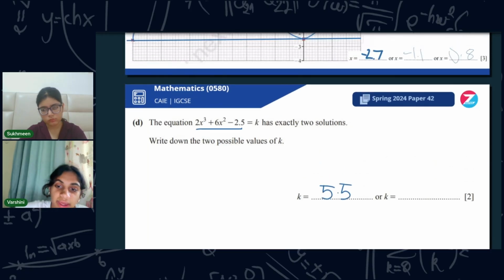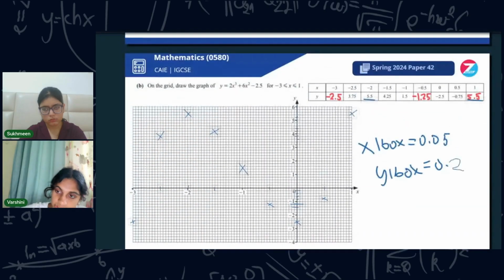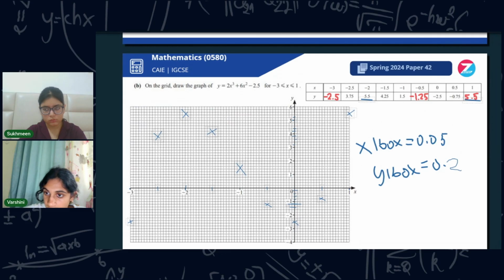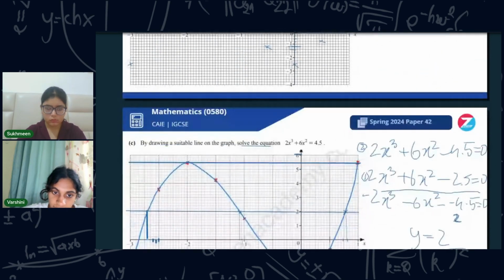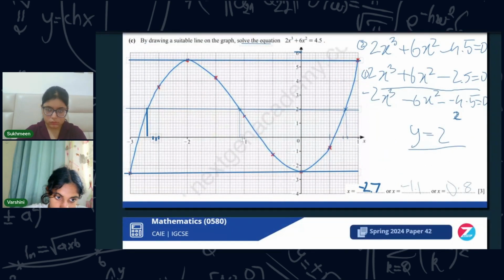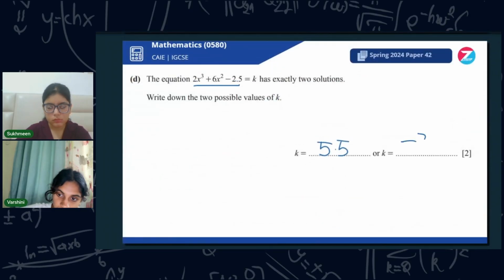Now the second value of k, where else are there two y values? We can just again look at our table for this. What other value repeats twice? It's going to be the smallest value, which over here is minus 2.5. So minus 2.5 here and a minus 2.5 here. And again in our graph, it's here and here. So minus 2.5 is our other k value. Okay.